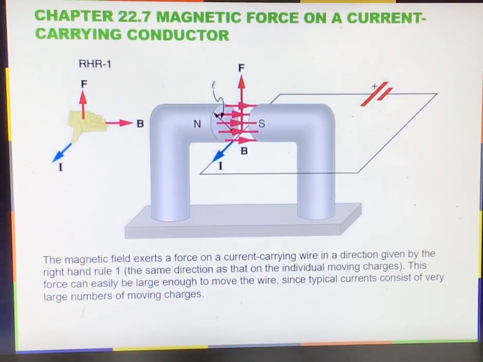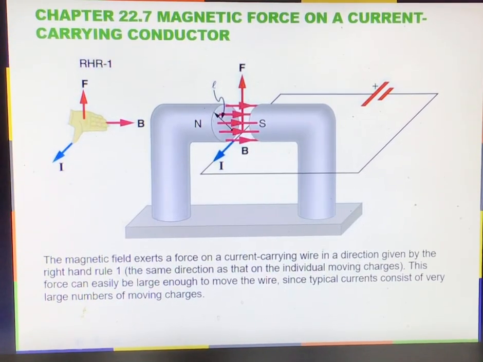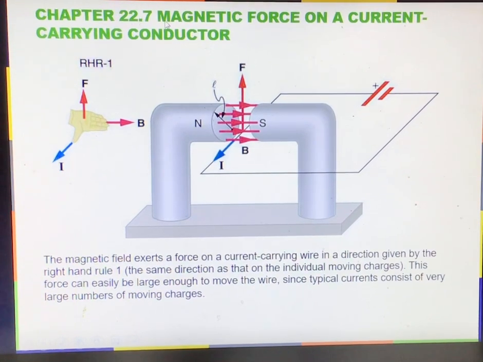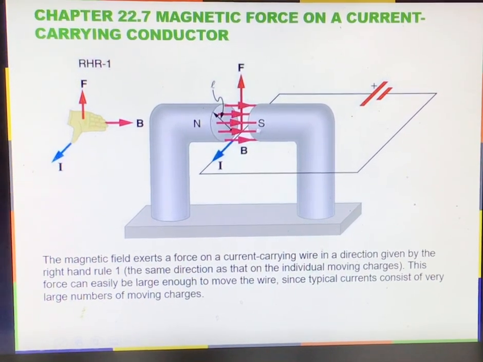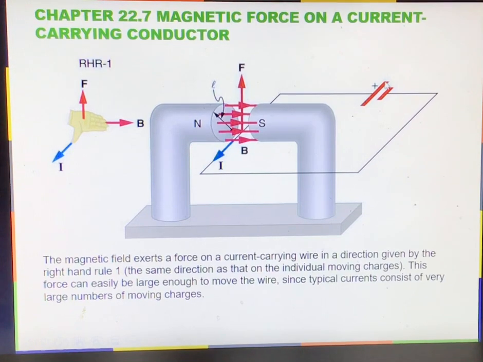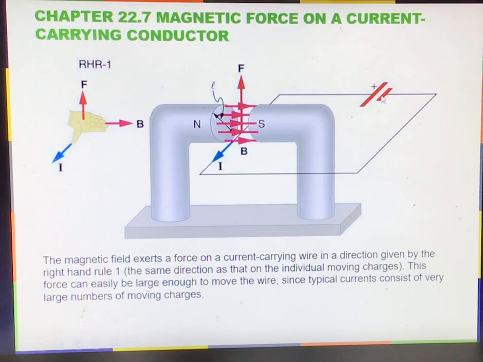All right, so now we're going to move on to section 22.7. So we're going to look at the magnetic force on a current carrying conductor. On this picture, this is my power supply. This is the positive and this is the negative. And this is just a wire that carries a current, and the current has a magnitude I.